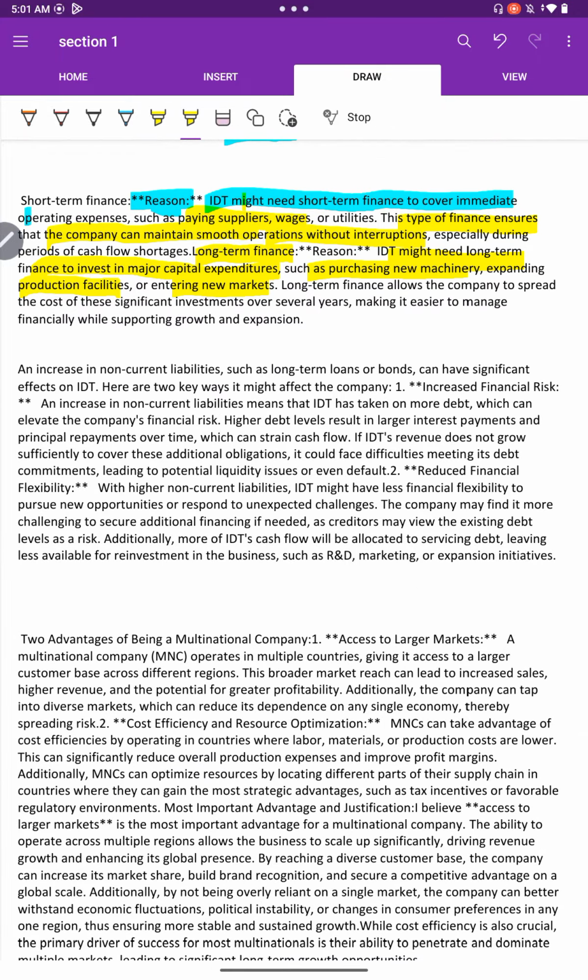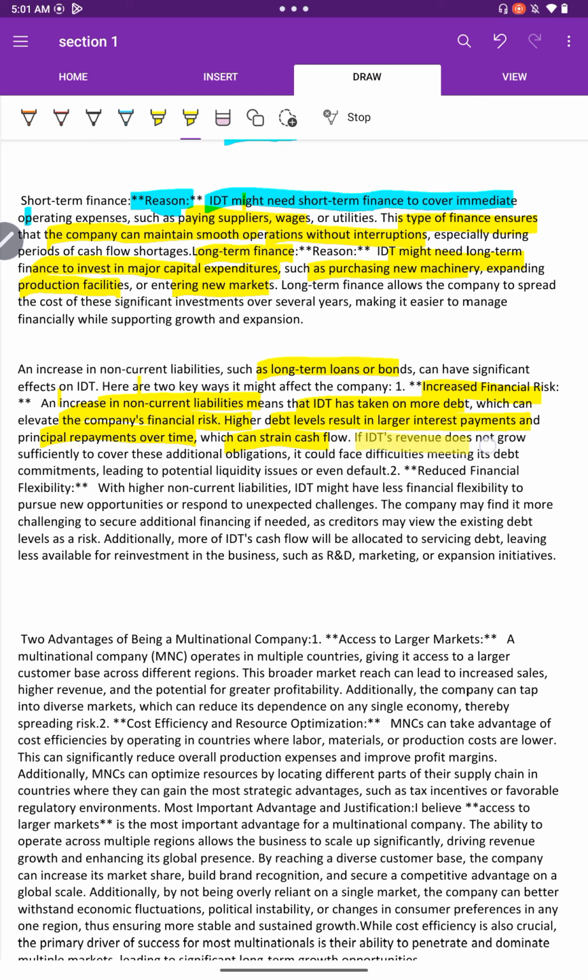Okay. So an increase in non-current liabilities such as long-term loans or bonds can have a significant effect on IDT. So first of all, increased financial risk. An increase in non-current liabilities means that IDT has taken on more debt, which can elevate the company's financial risk. Higher debt levels result in larger interest payments and principal payments over time, which can strain cash flow. So you can write it until here, but I need to explain more.